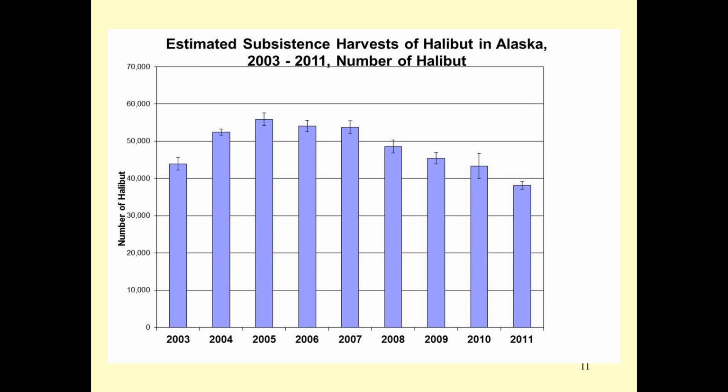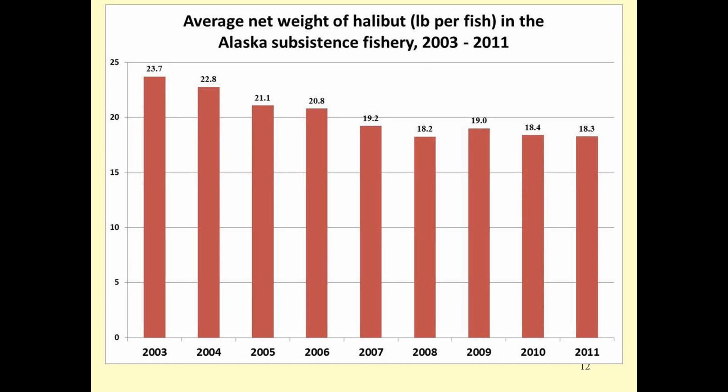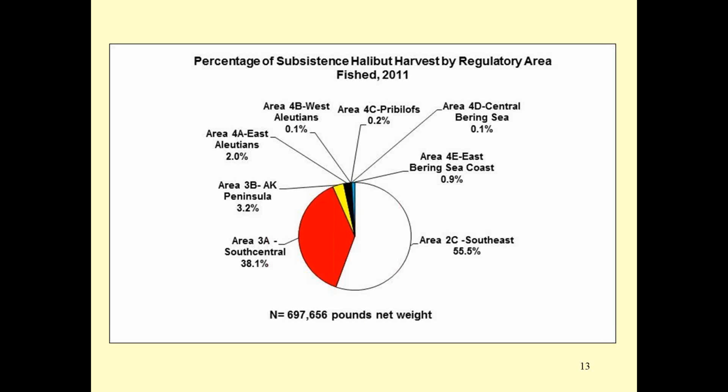In terms of the number of halibut harvested, 38,000 is again the lowest that we've had. The trend downwards has been not as steep for the total number of halibut harvested, because the average weight of a halibut in the subsistence fishery has also declined over time, which is shown in the next slide. What we saw in terms of average weight for the first 5 or 6 years of the fishery, from 2003 through 2008, the average net weight of a halibut in the subsistence fishery declined by about a pound a year statewide. Since 2008, we've basically seen a leveling off at the statewide level at between 18 and 19 pounds per fish.